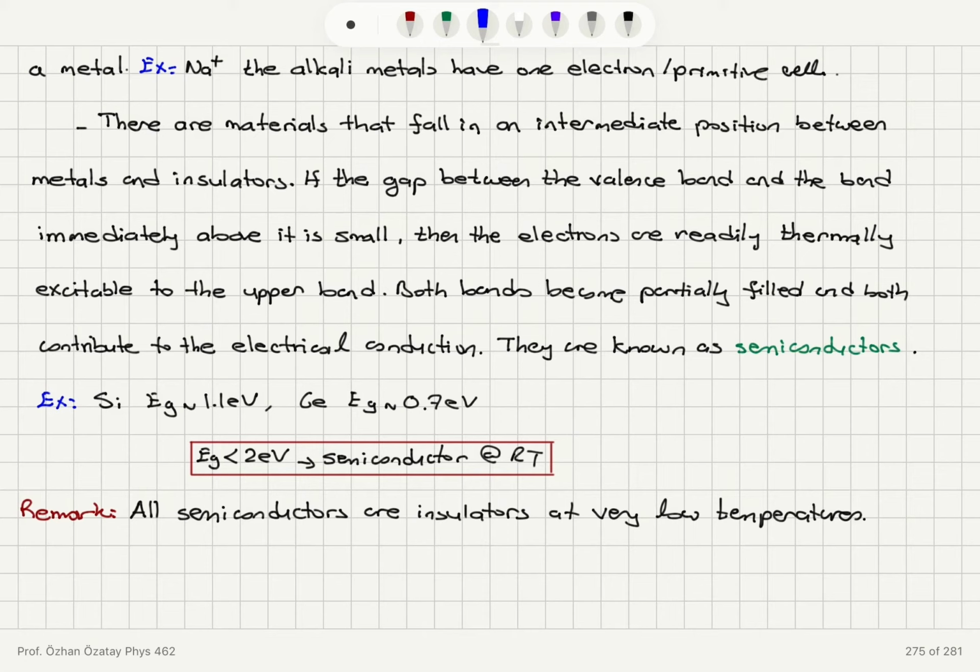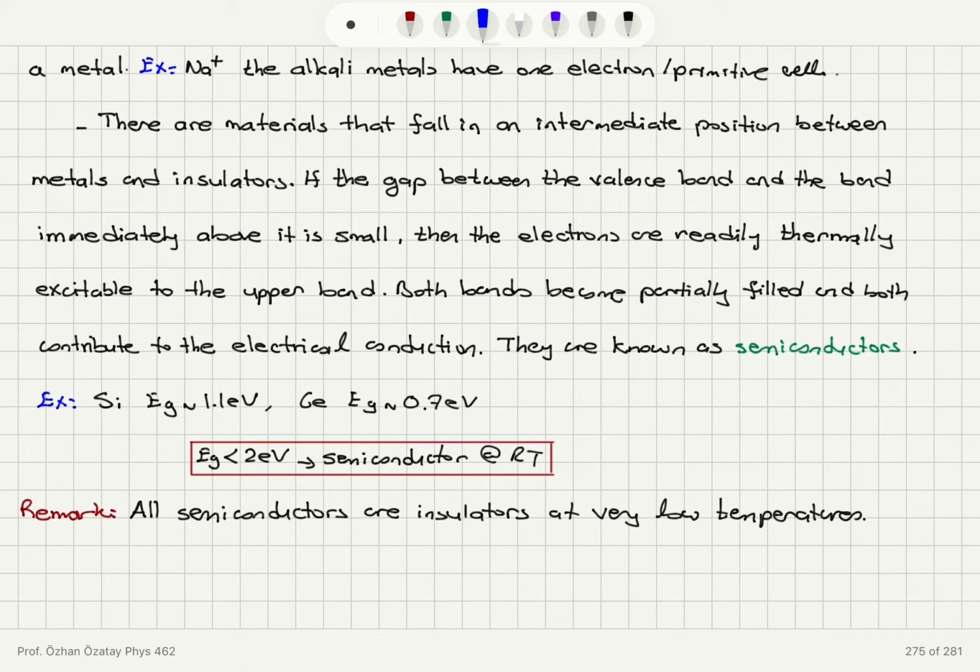And there are materials that fall in an intermediate position between metals and insulators because the band gap between the valence band and the band immediately above it is small. Then the electrons are readily thermally excitable to the upper band, and both bands become partially filled and both contribute to the electrical conduction. So you have empty states forming in the valence band, and you also have some filled states in the conduction band because some electrons got excited to it, and these are known as semiconductors.